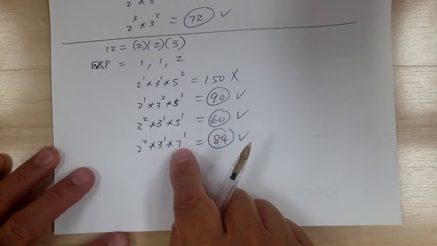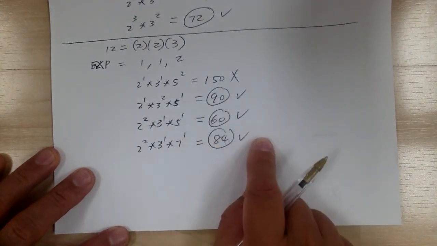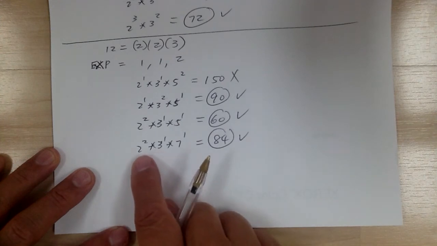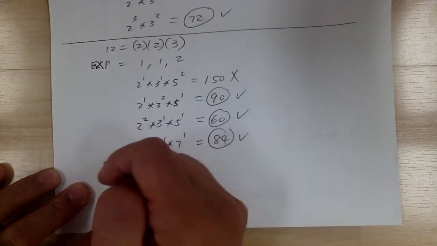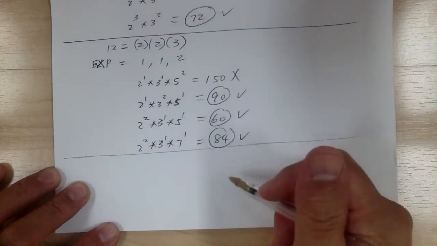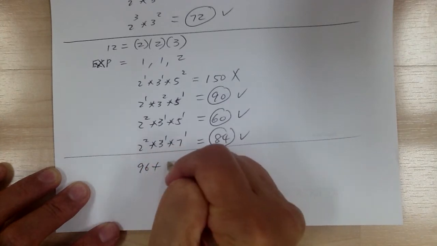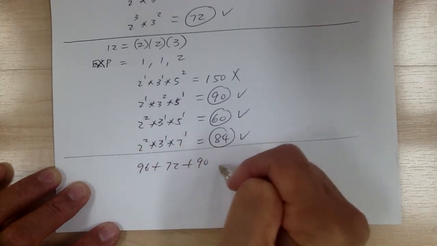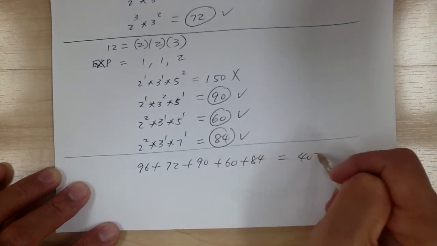But you can only try prime numbers. So if you try 11, it's too much already. And if you try 2, 5, 7, it's going to be too much already. Okay, and so that's all the possible combinations. So you're going to add all this together. So you got 96 plus 72 plus 90 plus 60 plus 84, and it's equal to 402.